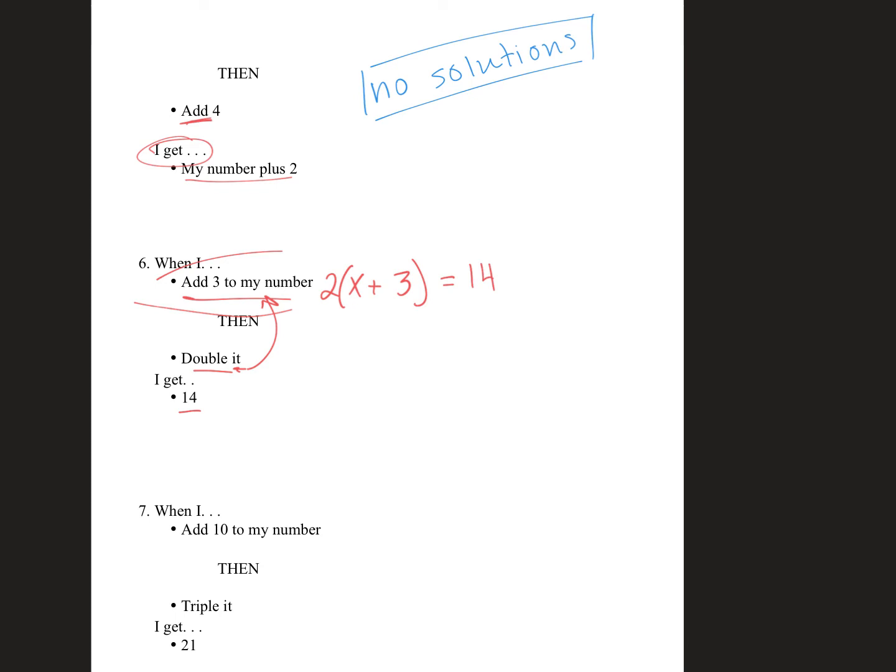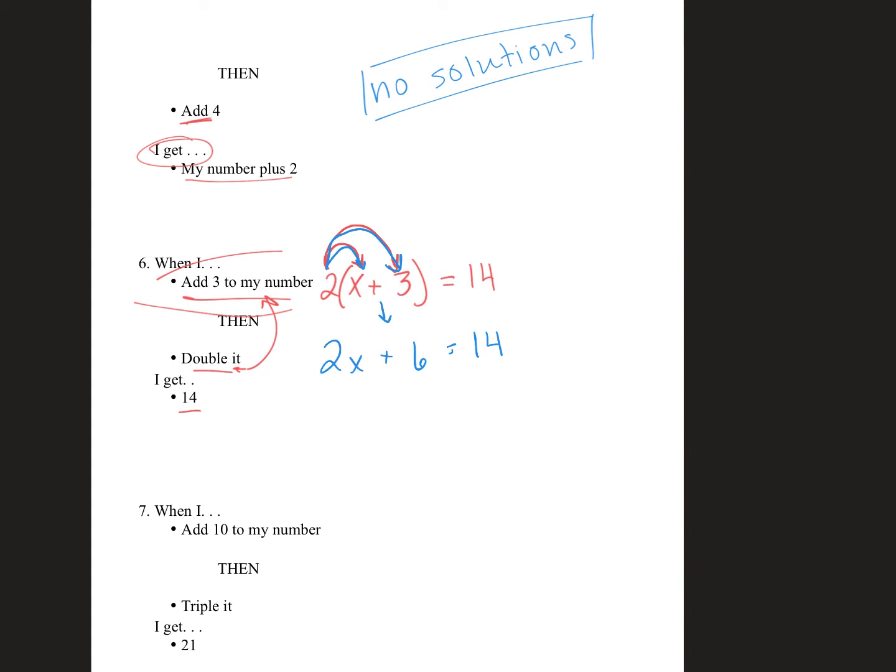So now I have a number out in front of some parentheses. So now I have to use a certain property that we've talked a little bit about called the distributive property. And so that means that I'm going to take the number in front and multiply it by everything inside the parentheses. So I start with 2 times x. 2 times x is 2x. I'm going to bring that plus down. And then 2 times 3 is 6. So I have 2x plus 6 equals 14.